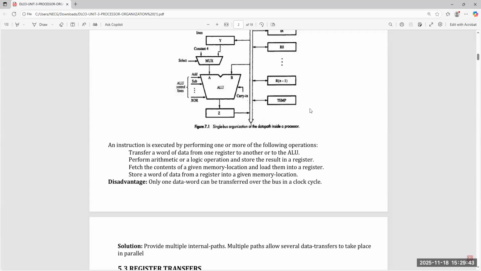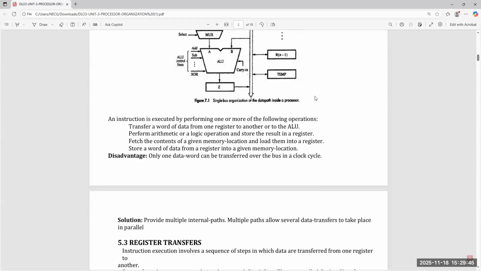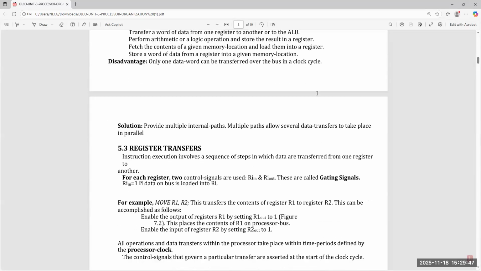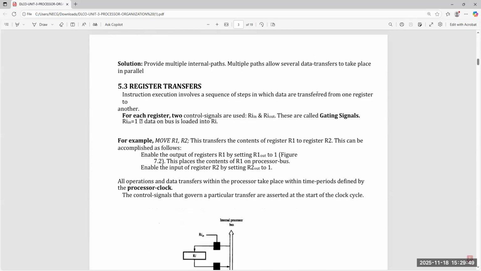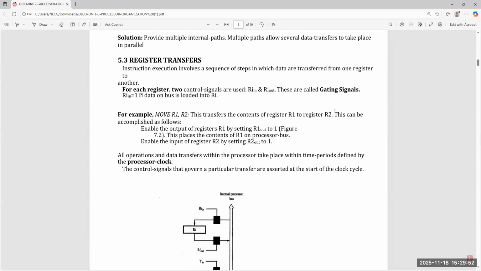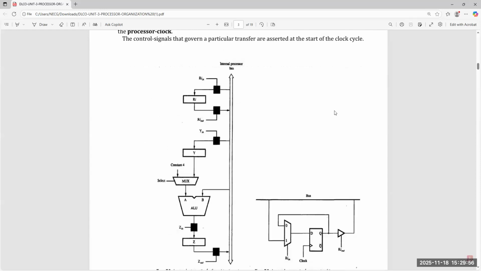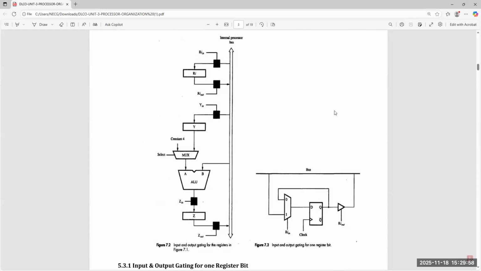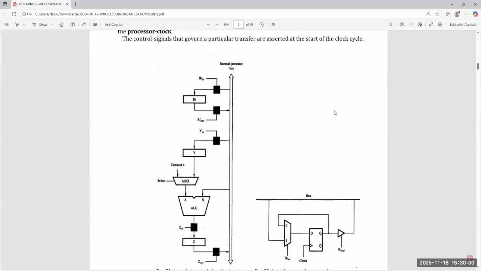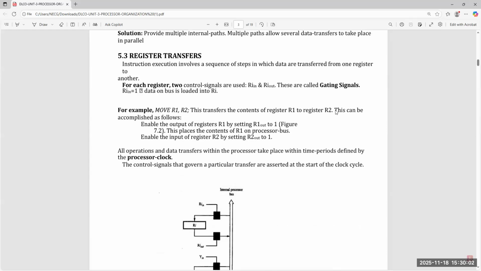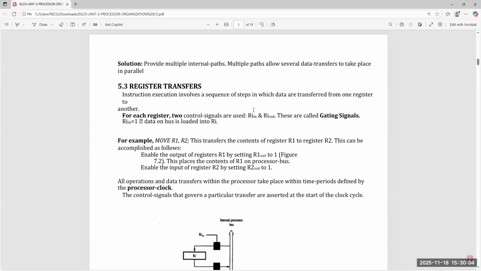Okay, students. Tomorrow's class we will discuss register transfers. It is also very important. Here also we can use the single bus architecture. With the help of single bus architecture, we will see how data is transferred, that is, how data moves between registers. We will discuss that in tomorrow's class.